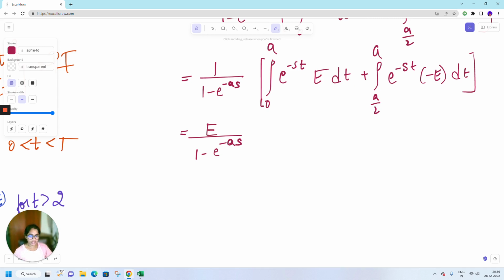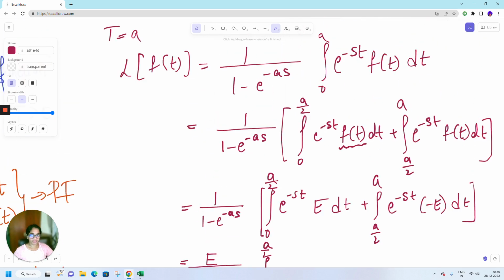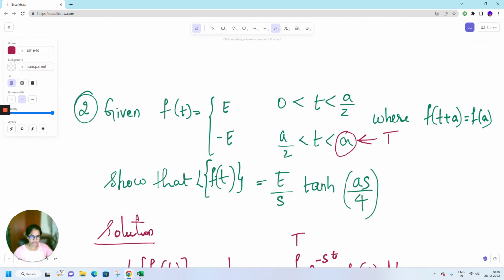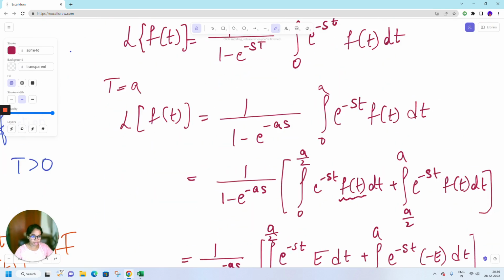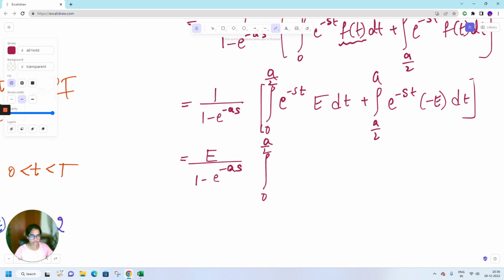Yes. So I would get 0 to a by 2, right? 0 to a by 2. Check the question. It is 0 to a by 2 and a by 2 to a. Okay. So now I've taken e common. So I would be left with this minus integration a by 2 to a e power minus st dt.